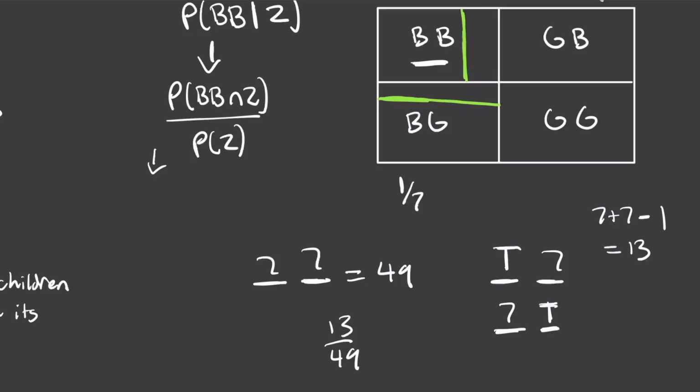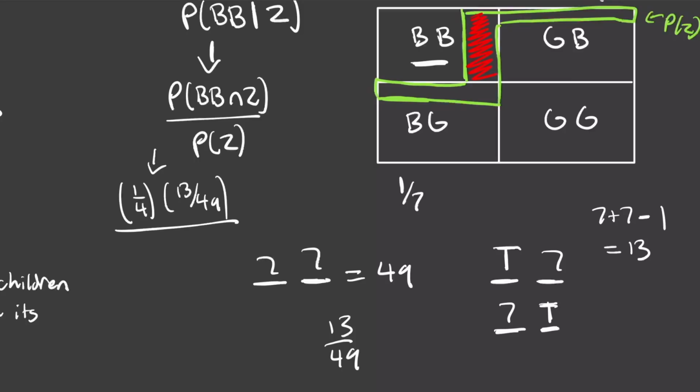I'll try to draw this roughly to scale, so it's going to look something like this, and 1/7 up here as well. So we can say that this is the new area of P of Z. And now let's take the intersection between boy and Z, which is just going to be equal to 1/4. That's the total probability mass that BB takes up. And then we multiply that by 13 on 49. And we take that over the probability of Z.